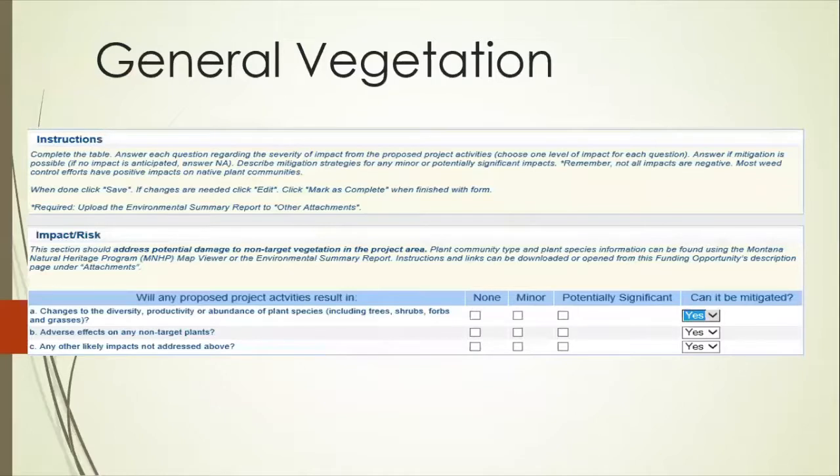So let's start with general vegetation. This addresses the potential damage to non-target vegetation in the project area. Some of this might be non-target plants. You want to be able to look on the label and see if there's anything specific that it mentions on those species. Look at the labels to see what plant species are vulnerable to the proposed herbicide. Check the environmental summary report for any species of concern that may need to be addressed.